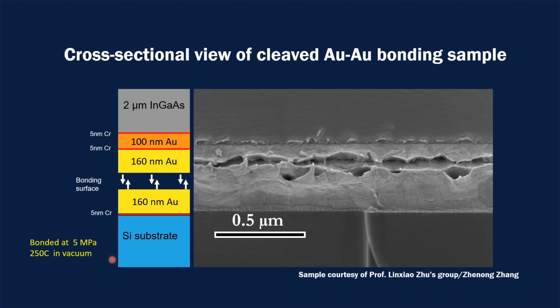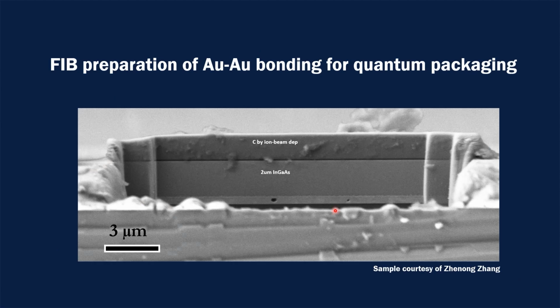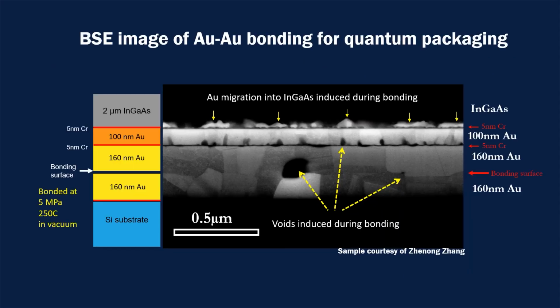Well, you can definitely see some details at the interface, for example, voids, and something going on right here. I also used FIB to prepare another cross-sectional view sample. This BSE image reveals a lot of details edge cleaving can't show.